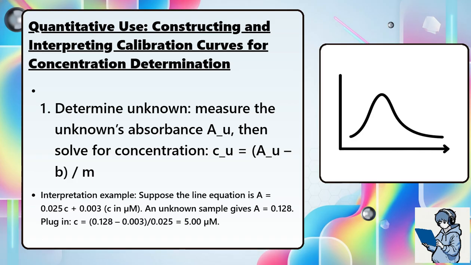Interpretation example: suppose the line equation is A equals 0.025 C plus 0.003, with C in micromolar. An unknown sample gives A equals 0.128. Plug in: C equals (0.128 minus 0.003) divided by 0.025 equals 5.00 micromolar.